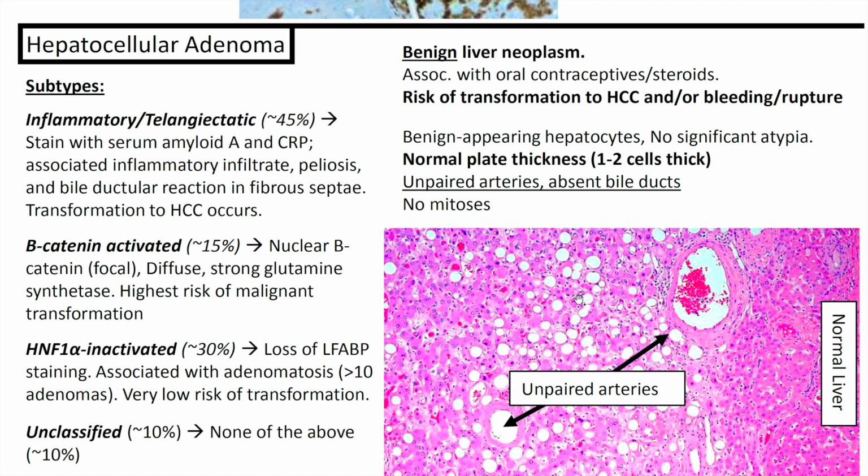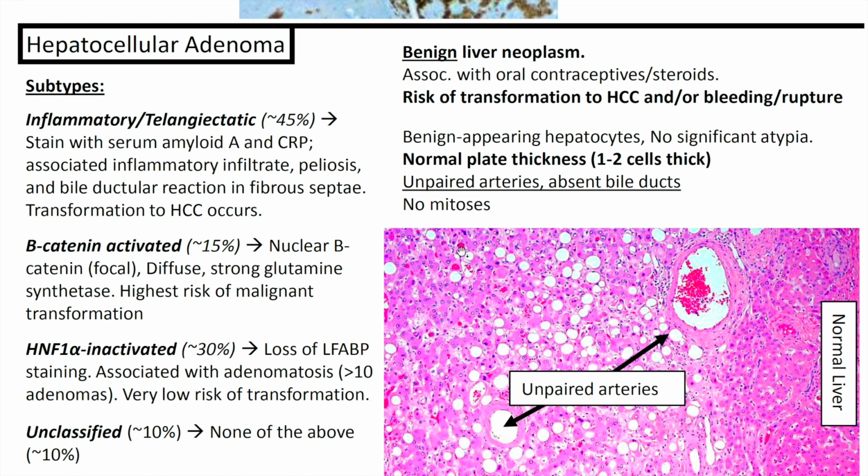Mitoses you would normally associate with a malignant process or neoplasm, something that's proliferating and not acting in a benign fashion. And I'm not going to go over all of these, but there are numerous subtypes for hepatocellular adenoma. So at your leisure, be sure to reference those and their associated staining patterns and various molecular associations.